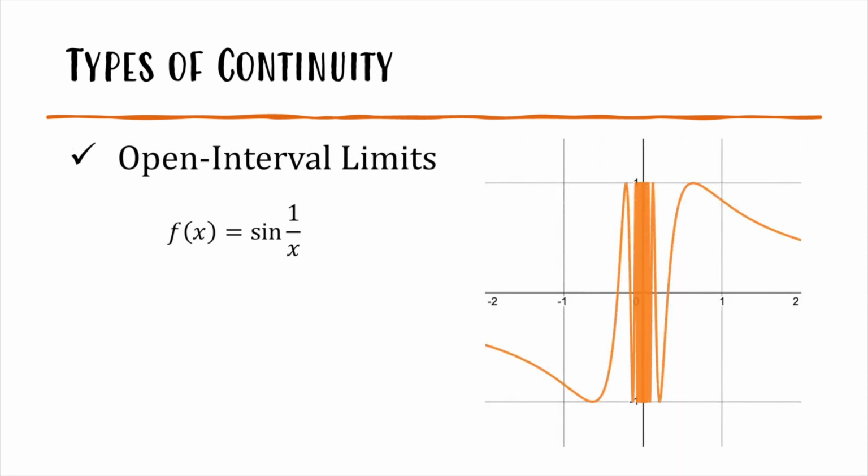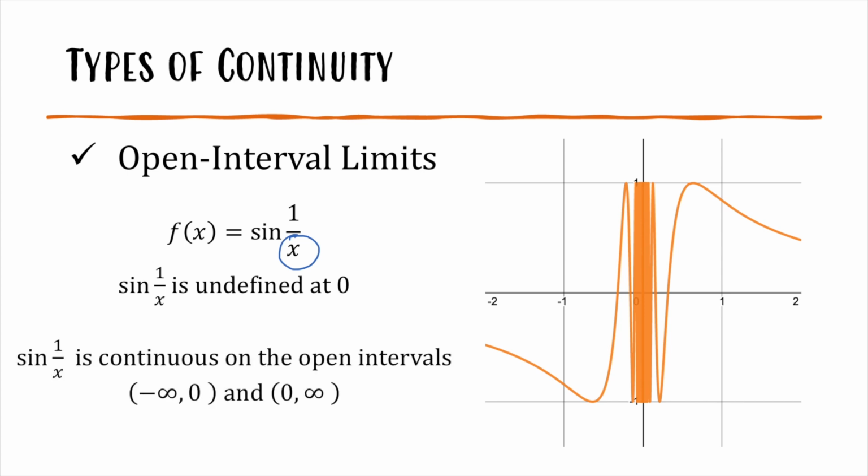Here's sine of 1 over x. Now, it looks very continuous. However, we have this limitation right here. You can't have 0 on the bottom of a fraction. So sine of 1 over x is undefined at 0. The rest of the time it's fine. So that's basically what we have to say. Sine of 1 over x is continuous on the open intervals negative infinity to 0 and 0 to infinity.